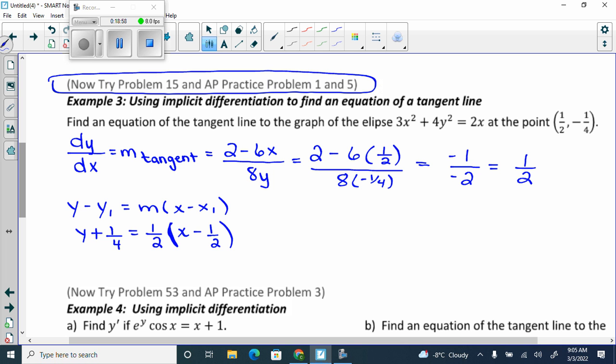We're going to work as a team to try and get the fractions to go away. Times 8, times 4. So we can put the number into the bracket first. So we're going to get y plus a quarter equals 1/2 x minus 1/4. So that could be an answer.